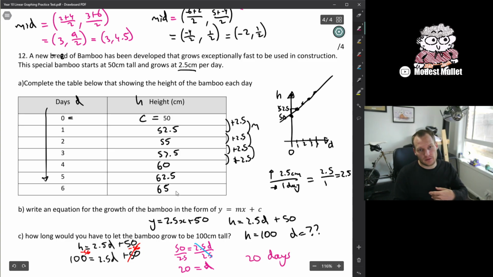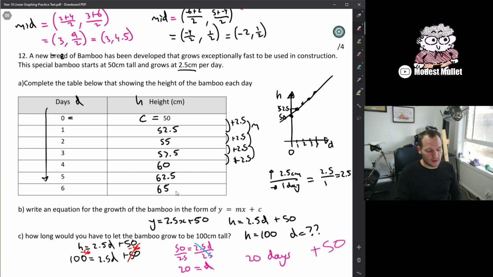So you could use the algebra like that, or you can just go with the reasoning. I start at 50, I need to get to 100. So how much do I need to go up by? I need to go up 50. How much do I go up per day? 2.5, so I divide that 50 by 2.5. That tells me how many days it's going to take.